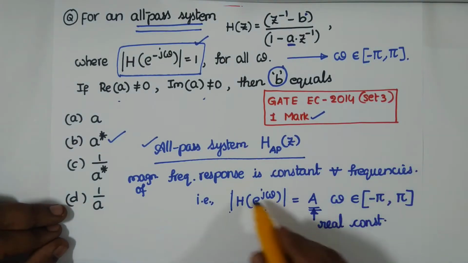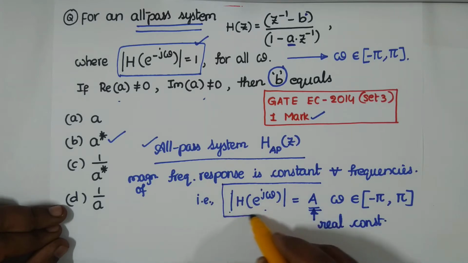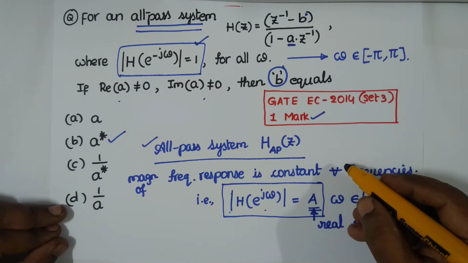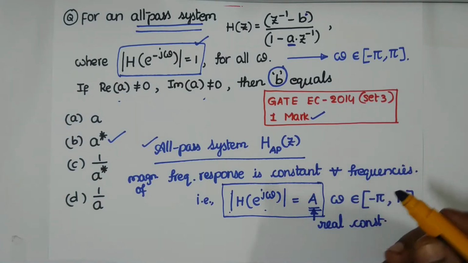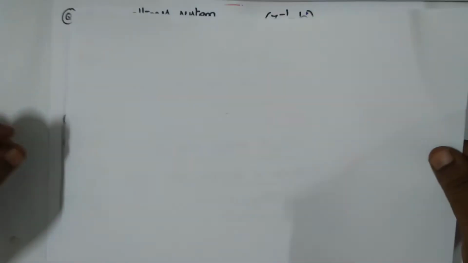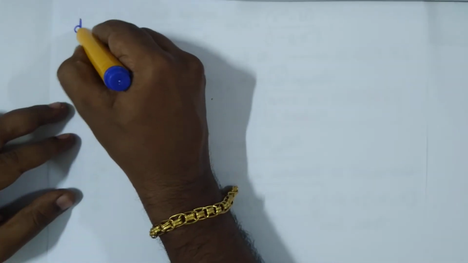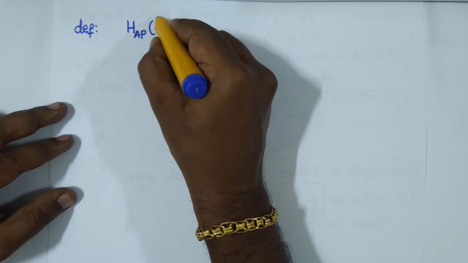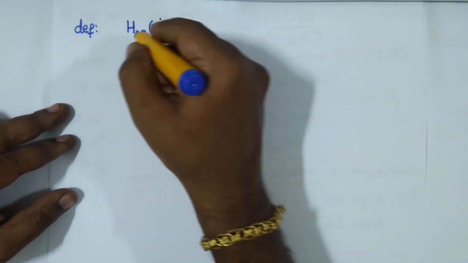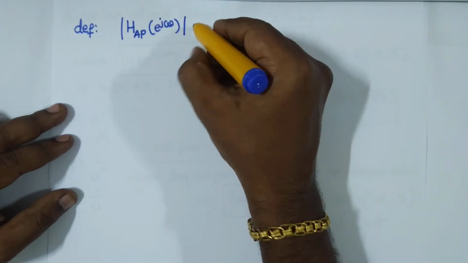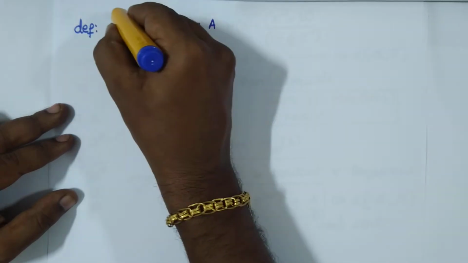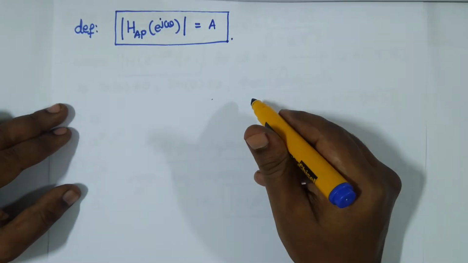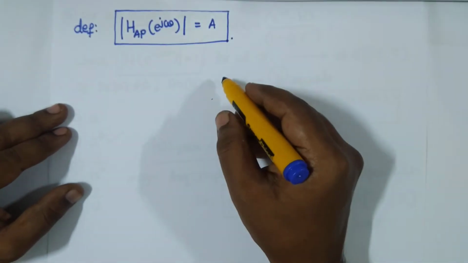Now this indicates that the gain of the all-pass system is a real constant. Now this is our definition. So we will put our definition as follows: the magnitude of the frequency response of the all-pass system is A. A could be 1, 2, 3, anything. Not necessarily 1. That we are well aware of.